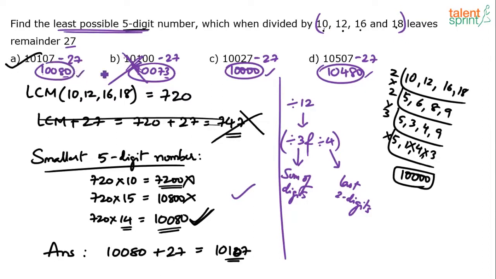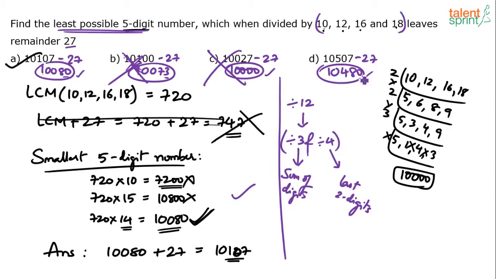So I cannot mark this as the answer. I have to verify other options. Option B is already eliminated. Look at option C. What is option C? Option C here is 10,000. Is 10,000 divisible by 3? No. Because the sum of the digits here is 1. 1 is not divisible by 3. So this number is not divisible by 3. If this number is not divisible by 3, it is not divisible by 12. So option C is eliminated.